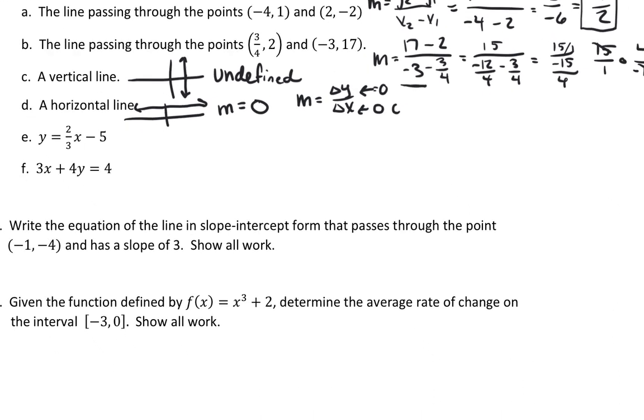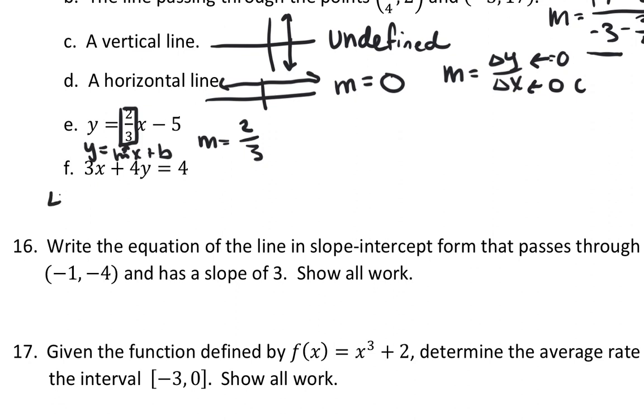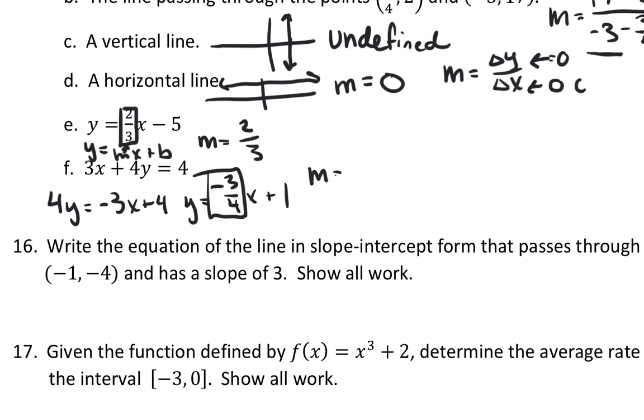So part E, it gives us the slope right here. We have the equation y equals mx plus b, and here's our m right here. It is 2/3. For this next one, we're going to do the same thing, except we need to get it in the right form, and then divide by 4, and we get y is equal to -3/4 x plus 1. But that doesn't matter because we have our m right there.